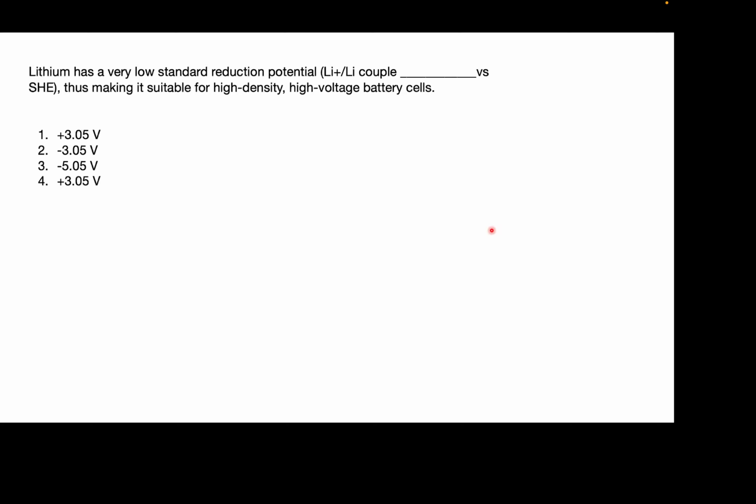So the first question says, lithium has a very low standard reduction potential, that is, this is how we represent a cell, right? Lithium ion and lithium coupled, blank, versus standard hydrogen electrode, thus making it suitable for high density, high voltage battery cells. So basically what it is asking is, what is the standard reduction potential of lithium when compared to the standard hydrogen electrode?